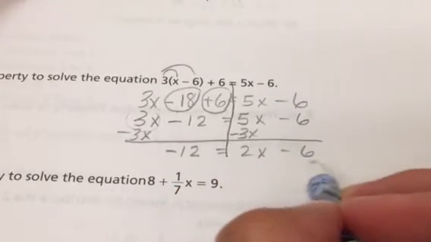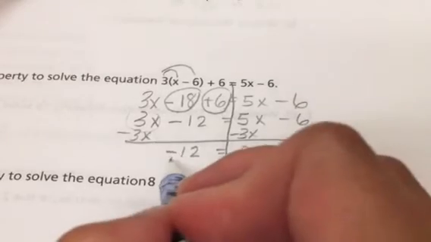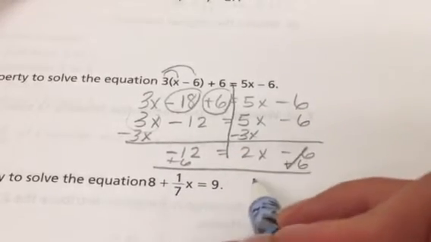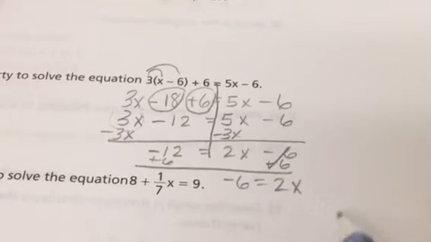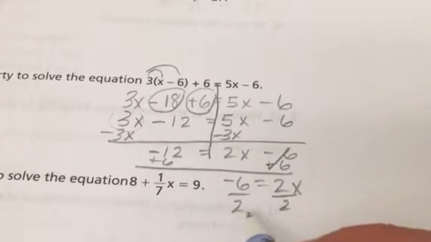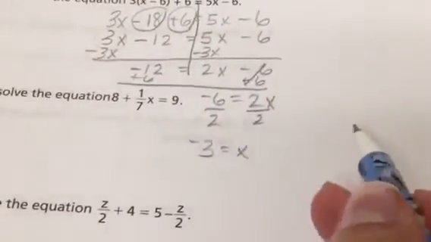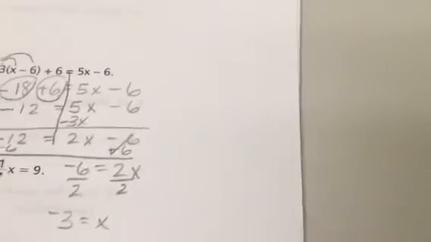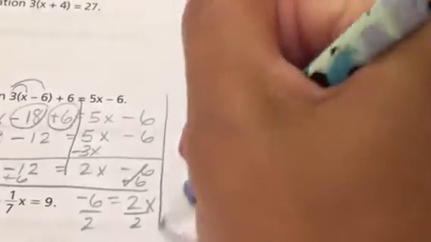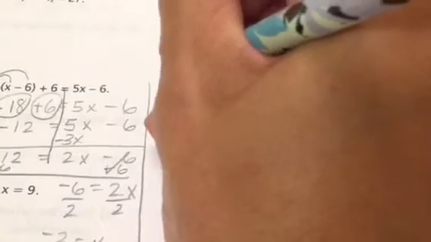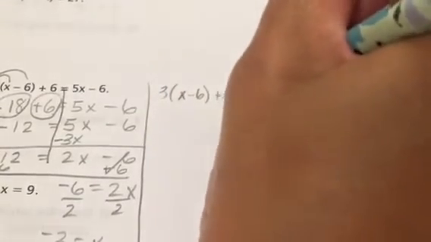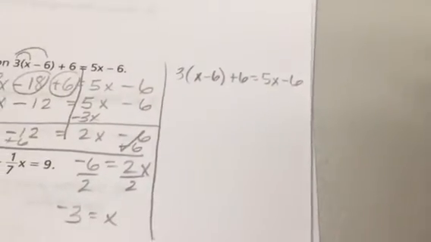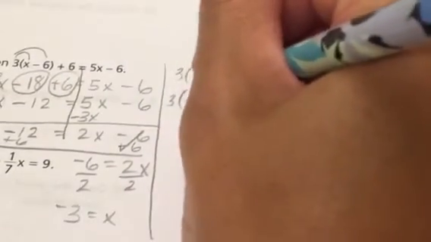All right, now I need to get rid of the constant by adding 6 to both sides. And I get negative 6 equals 2x. My last step would be to divide by 2. Negative 3 equals x. All right, let's check if we're right. So in order to check if we're right, we're going to use the original equation, which was 3 times x minus 6 plus 6 equals 5x minus 6. We're going to substitute in our negative 3.